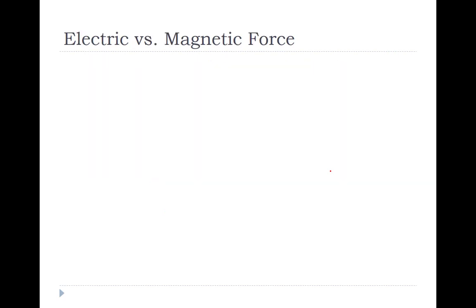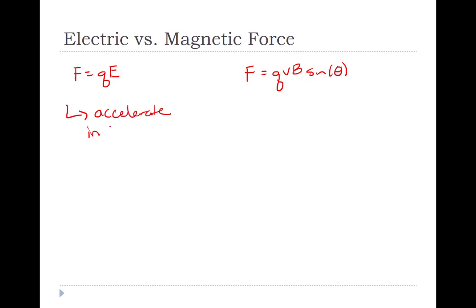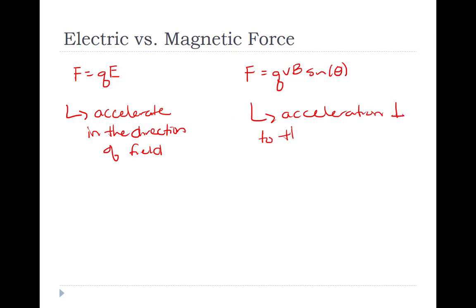So now the electric versus the magnetic force. Remember, F equals QE was the electric force. F equals QVB sine theta is the magnetic force. So things that are different here. The electric force is going to accelerate the charge in the direction of the field. If it's a negative charge, yes, it goes opposite, right? The magnetic force is going to cause an acceleration perpendicular to the field.